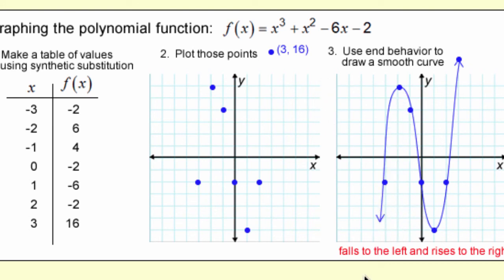See, it falls to the left. As you go to the left, the graph decreases and rises to the right, and then you just follow the points to draw the curves. So that's how you use end behavior to help graph polynomial functions. And that's the big picture.